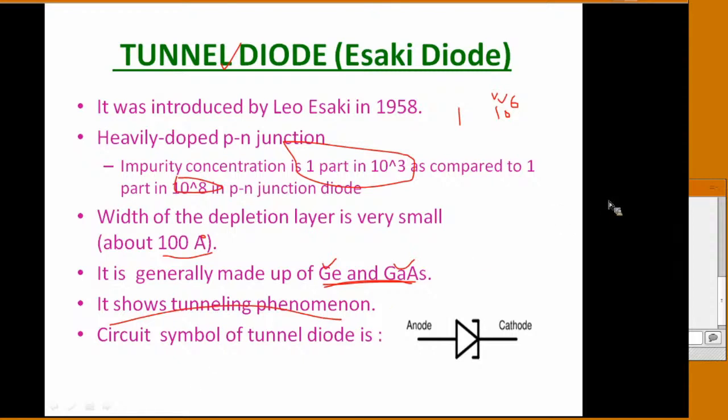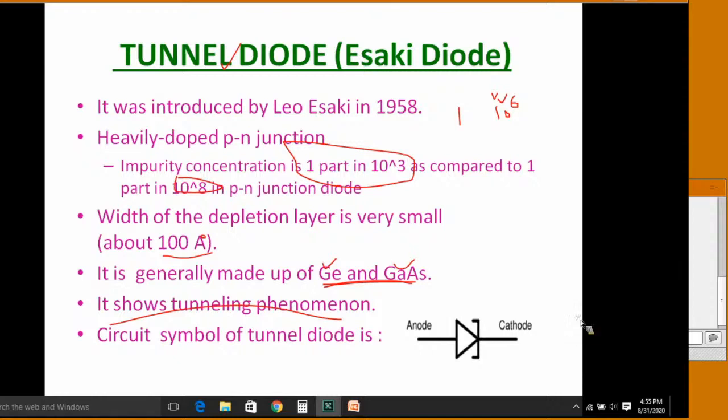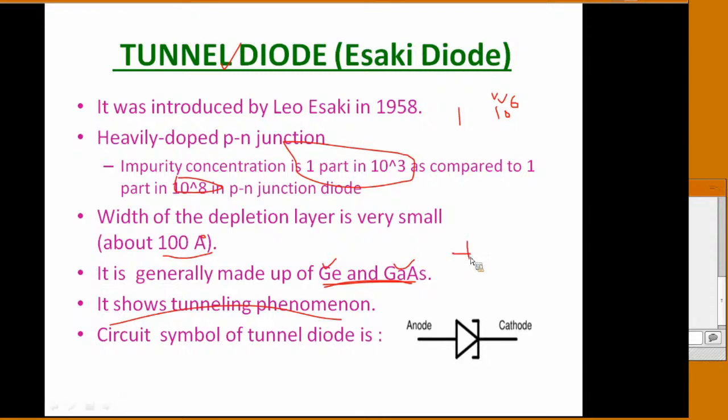Now, what is the circuit symbol for this? The tunnel diode symbol has a reversed E shape. The PN junction diode has an anode and a vertical line. This is a PN junction diode. If it is like this, with the reversed, flipped E shape, that is the symbol for the tunnel diode. Remember, the diode symbols are very, very important. If this is not there, it is a PN diode. This is the symbol for your tunnel diode.